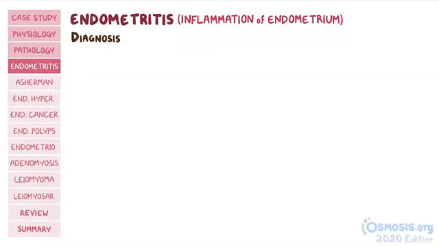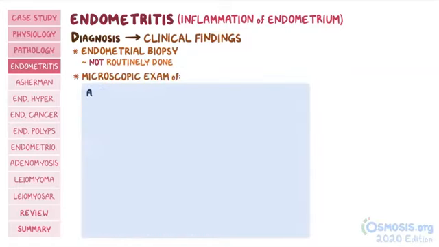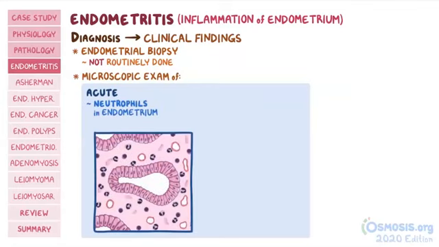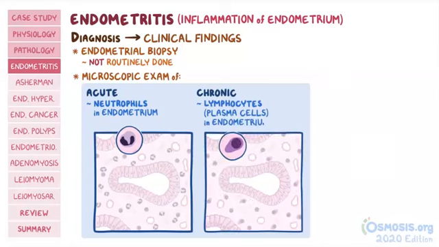Diagnosis of endometritis is usually based on clinical findings. An endometrial biopsy can help make the diagnosis, although that's not routinely done. What you absolutely have to remember is that microscopic examination of acute endometritis shows neutrophils in the endometrium, which are the hallmark of acute inflammation, while in chronic endometritis, the presence of lymphocytes, especially plasma cells, in the endometrium is diagnostic.